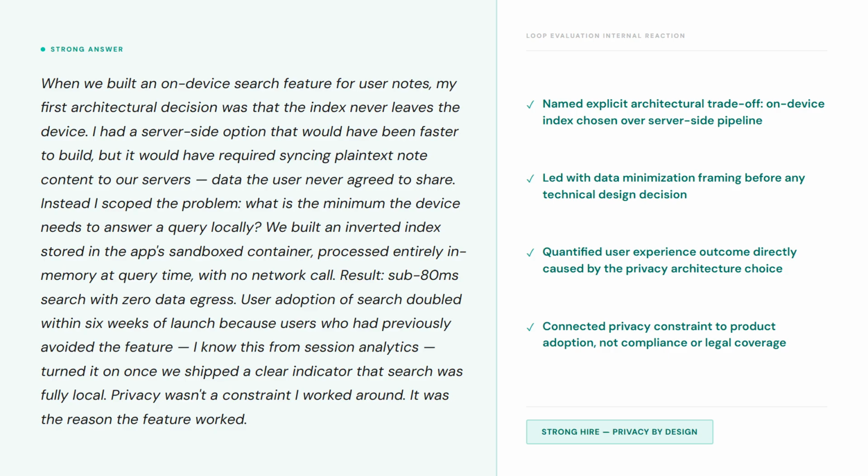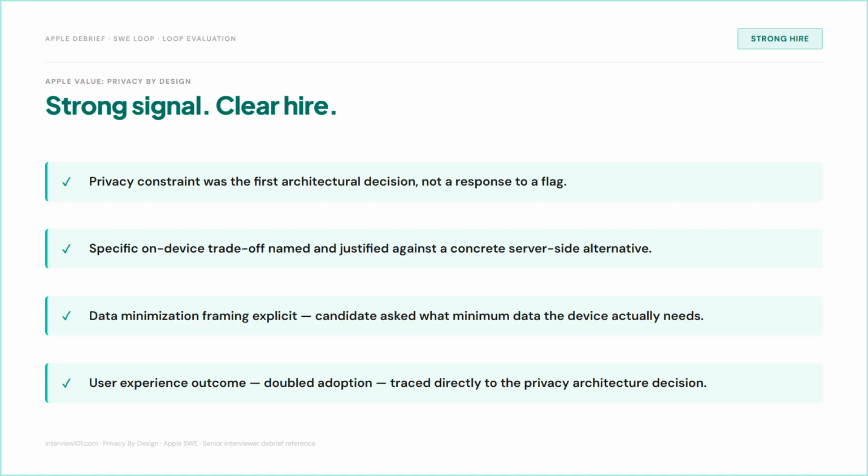Privacy justified it. Item 1. Privacy constraint was the first architectural decision, not a response to a flag. Item 2. Specific on-device trade-off, named and justified against a concrete server-side alternative.